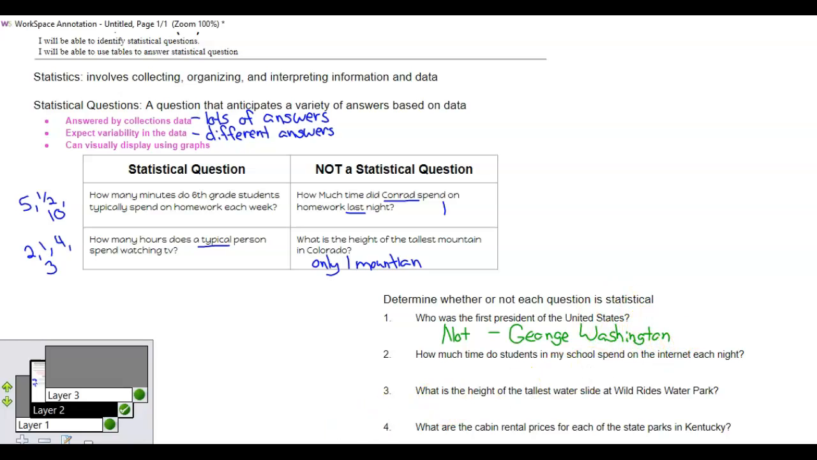Let's look at number 2. How much time do students in my school spend on the internet each night? Well, I could ask one person, they said 1 hour. I could ask another, and right now with remote, they probably included their whole day, so they probably spent 5 or 6 hours on there. So there's a couple different answers. So this one is a yes. Statistical.